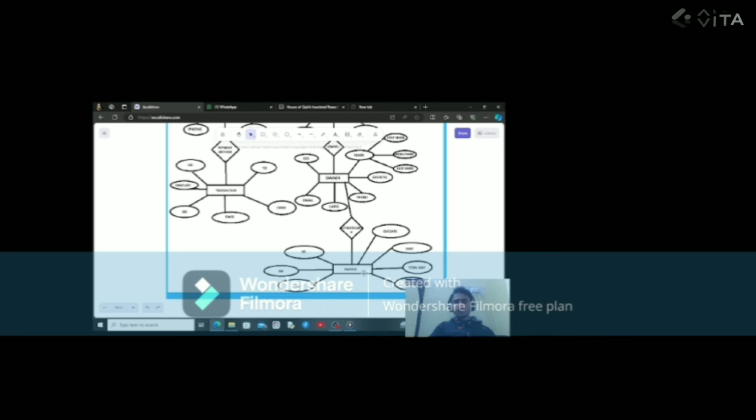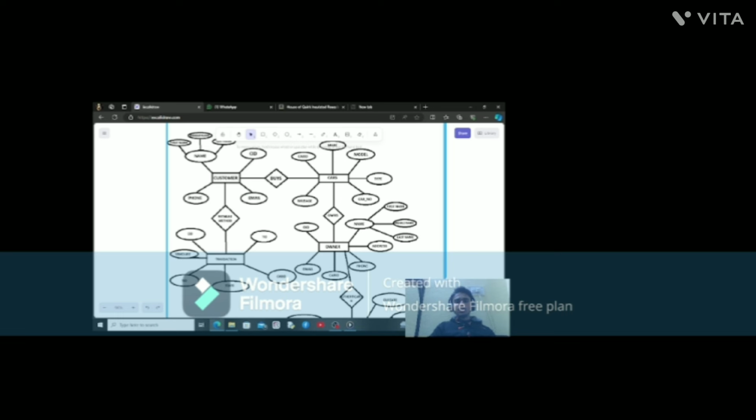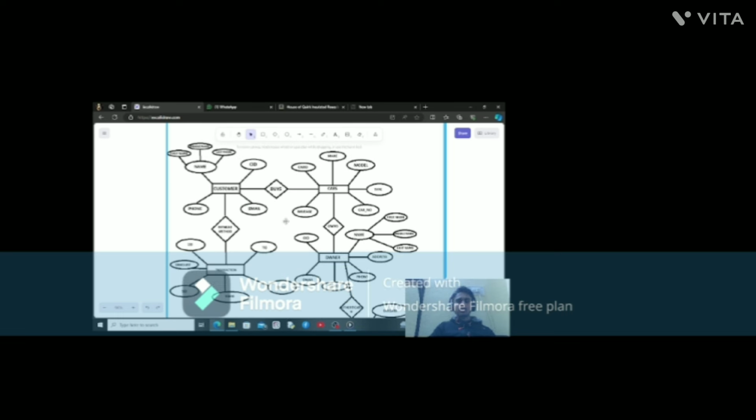Now let's talk about the fifth entity, that is invoice. In invoice it contains IID, that is invoice ID, due date, the date on which the invoice is being done, the total amount, CID, that is customer ID, and car ID. So now let's discuss the relation between them.